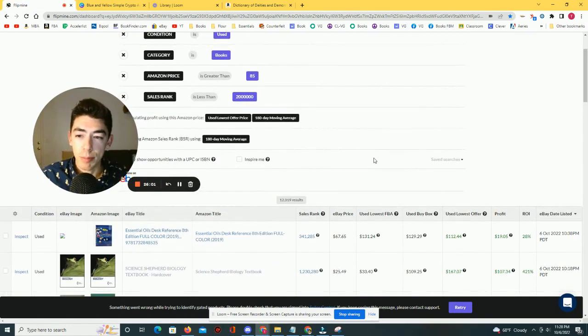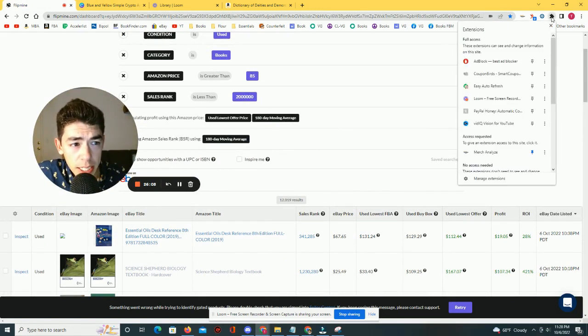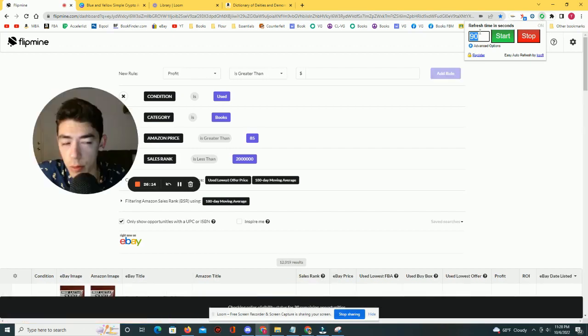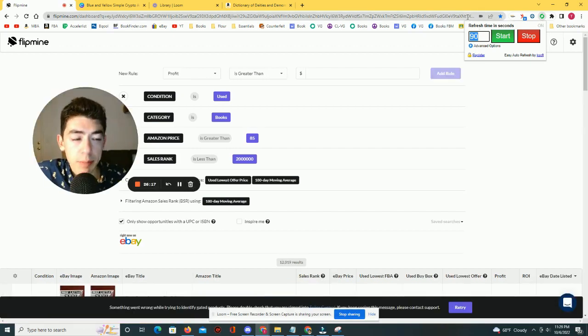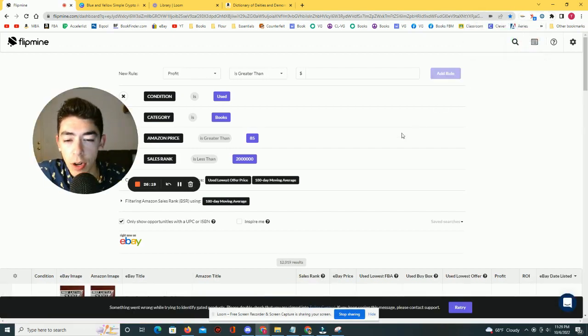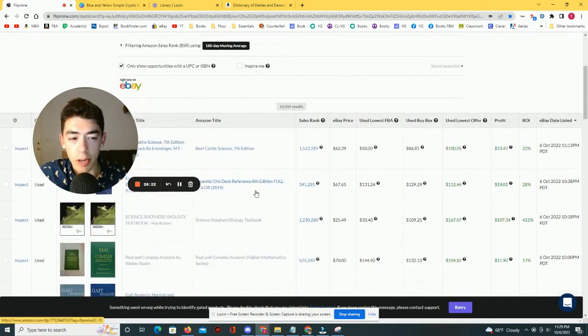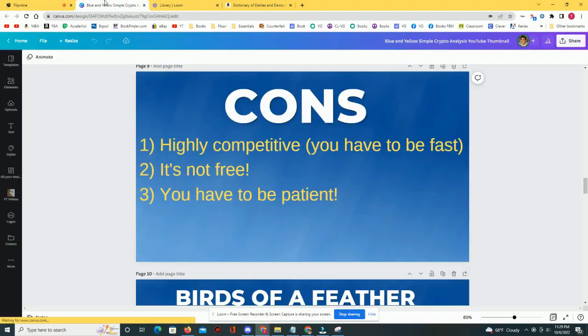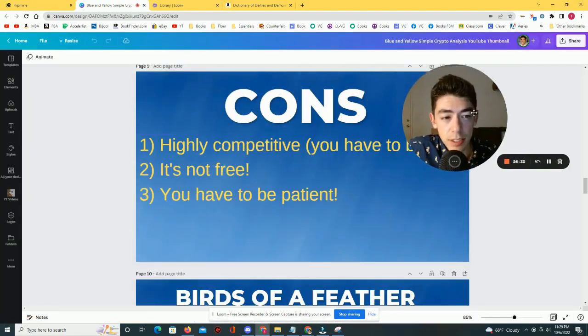Now, one pro tip is that if you have a double monitor, you can have Flipmine up on one monitor throughout the day, and you can use a Chrome extension called Easy Auto Refresh, and you can have this auto refresh every set amount of time. So I do mine for every 90 seconds and I start it. So basically every 90 seconds, it automatically refreshes, and then I can quickly glance over and see what pops up here. So definitely a con is that you have to be fast to do it.